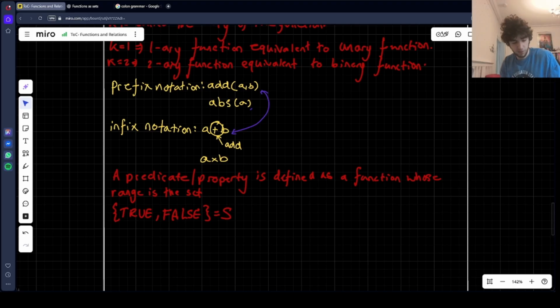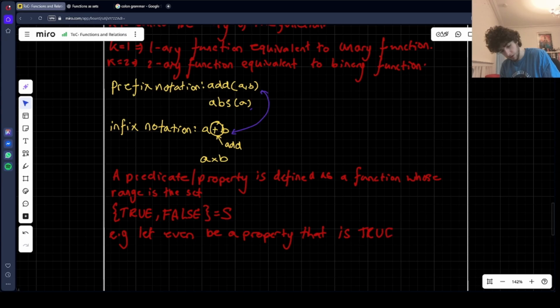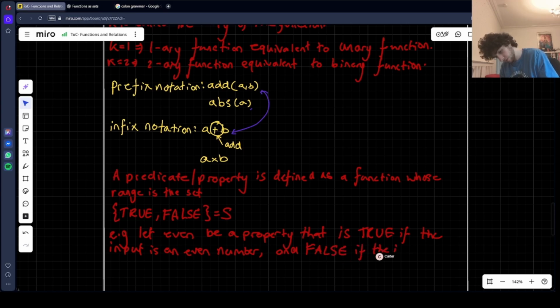Another example of this, which is from the book, is even. So let even be a property that is going to output true if the input is an even number, and false if the input is an odd number.